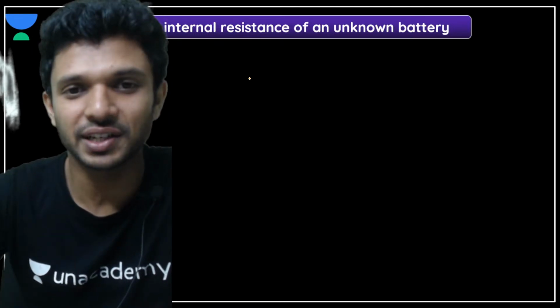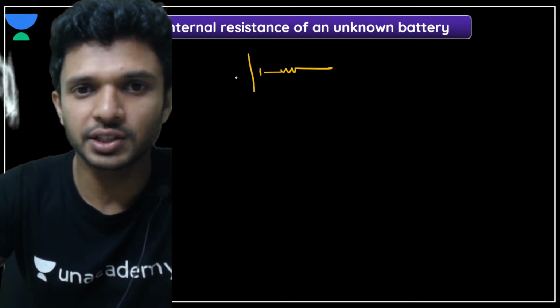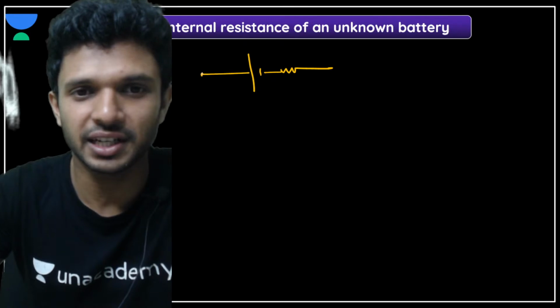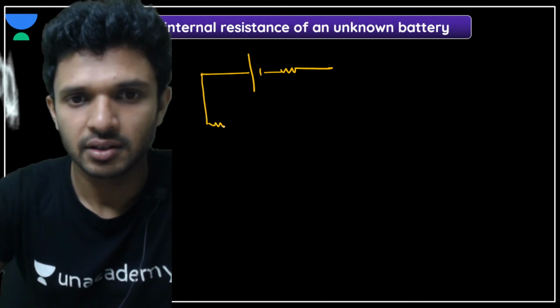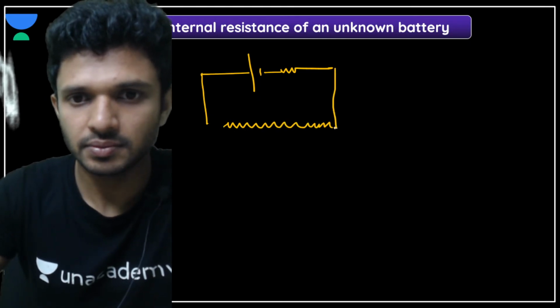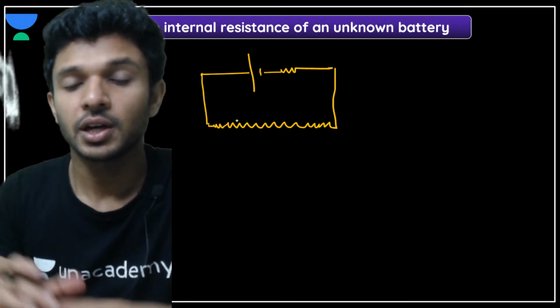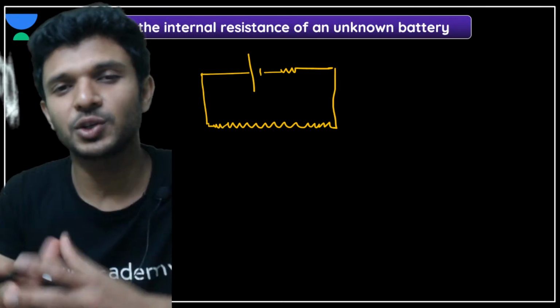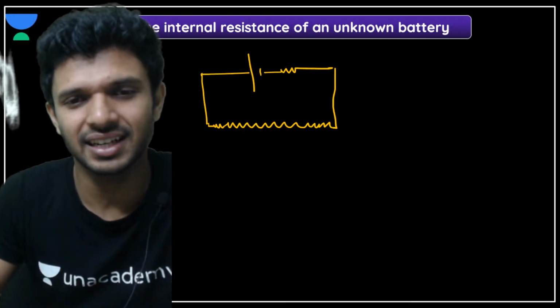I'll just draw the figure. You'll simply understand because now you all know the concepts of potentiometer in depth. So all my amazing legends will find understanding this concept of finding the internal resistance by using a potentiometer so simple. You'll be like, sir, that was all?